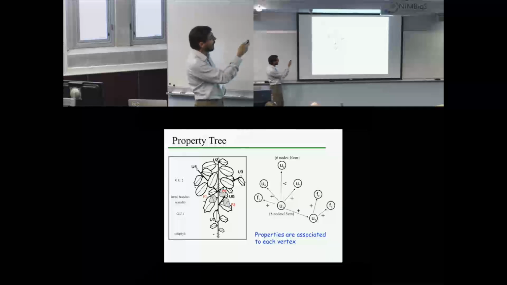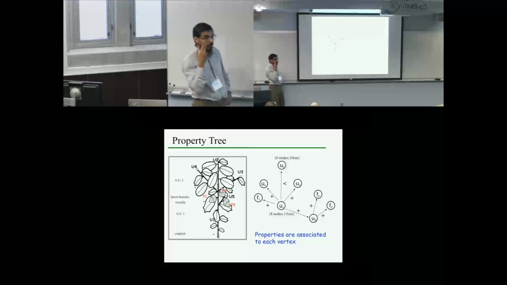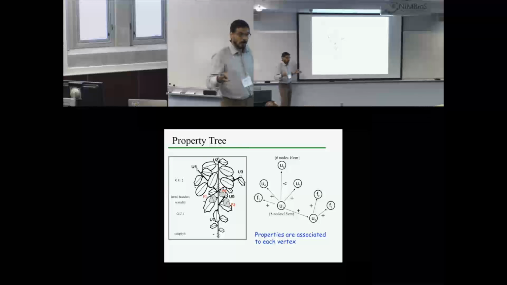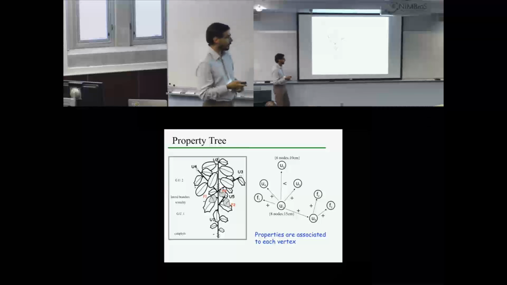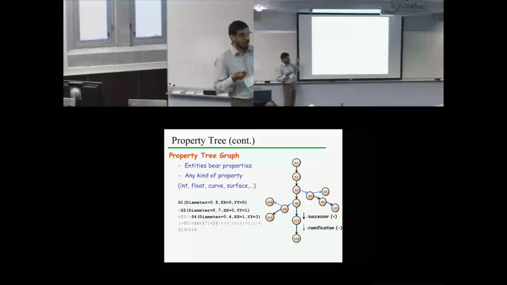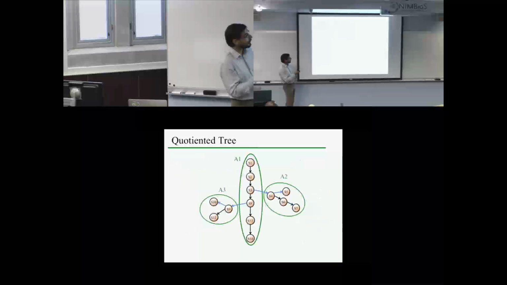That is, you may have, for instance, lengths and diameters, but also qualitative information like sexuality, like short or long shoots, and so on and so forth. And you can store any kind of properties. That is, you can also store curves, surfaces, shapes, complex shapes that are very important.